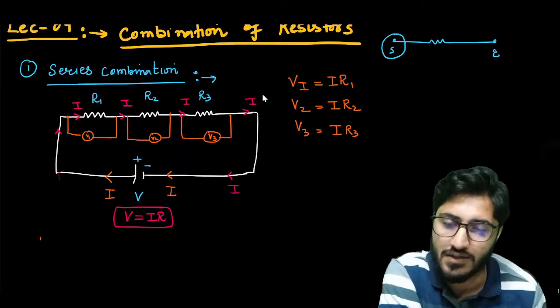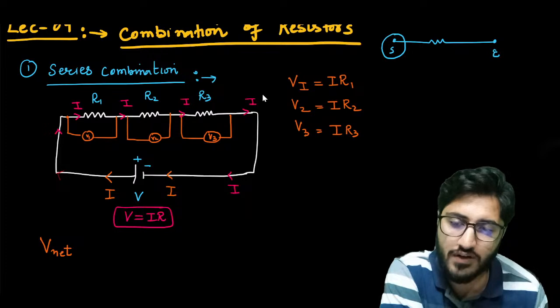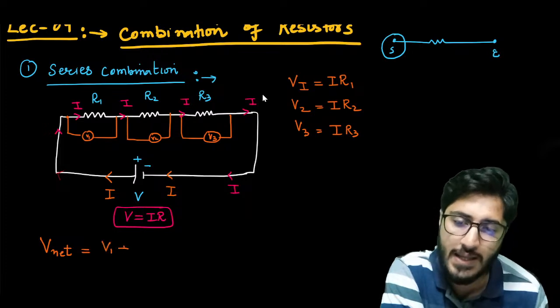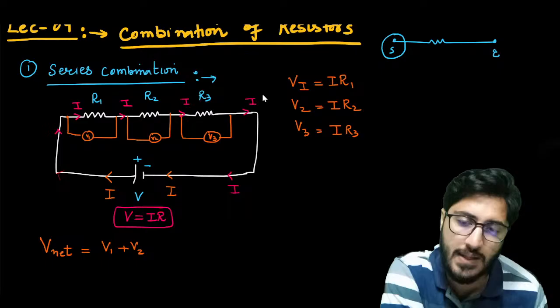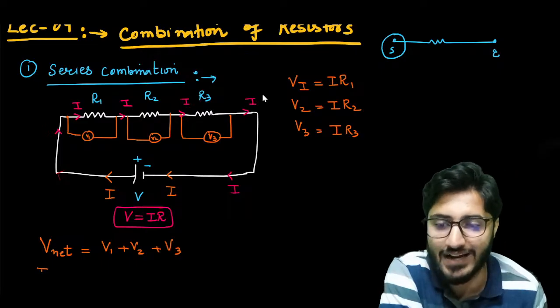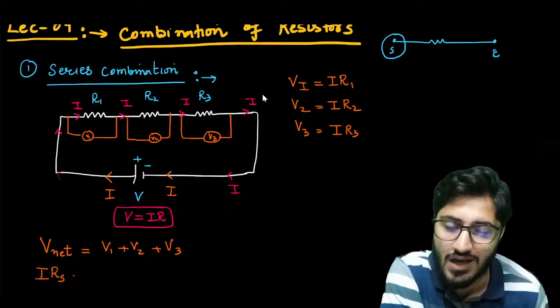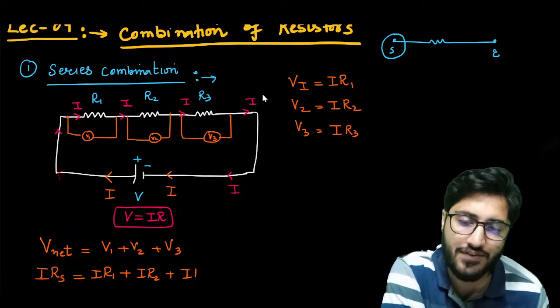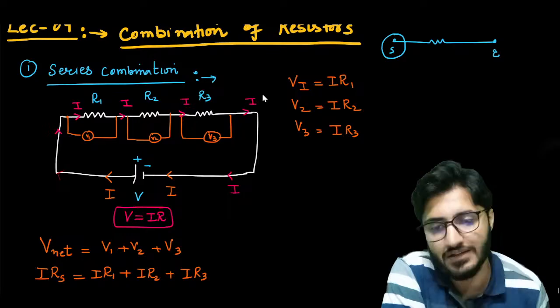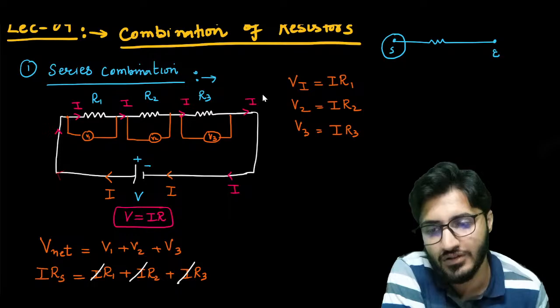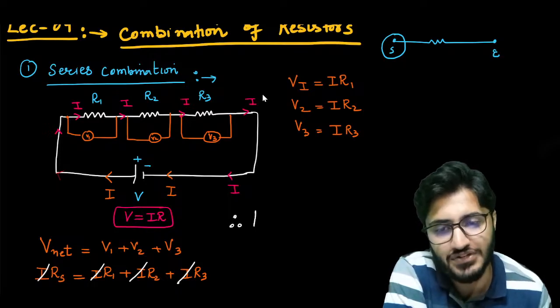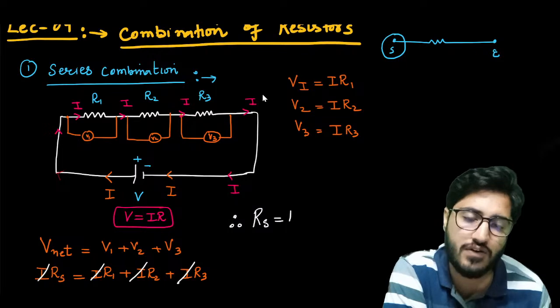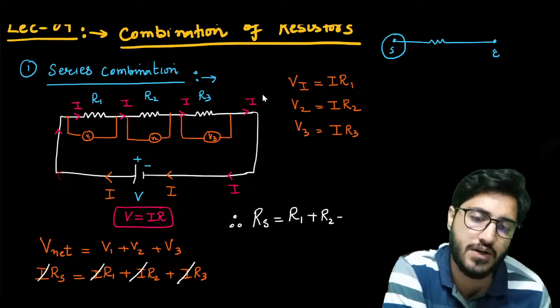Now I can write here net V, the outer V, it will be equal to V1 plus V2 plus V3. What is V? V is I into R series. V1 is IR1, V2 is IR2, and V3 is IR3. Now I will cut the current. Look, same current, no? So therefore, in series combination, R series will be equal to R1 plus R2 plus R3 and so on.